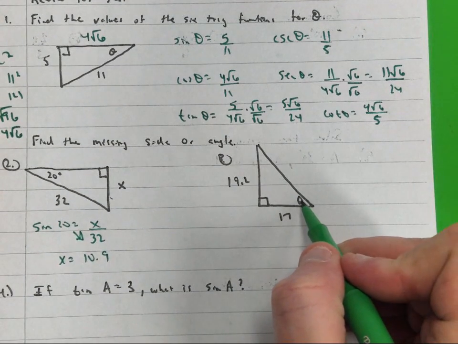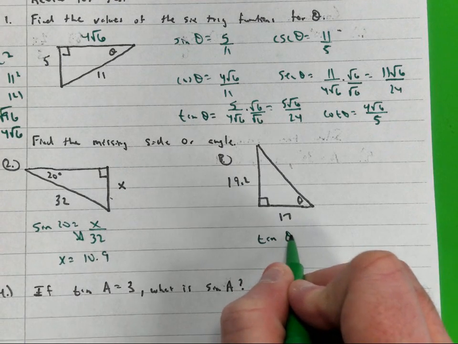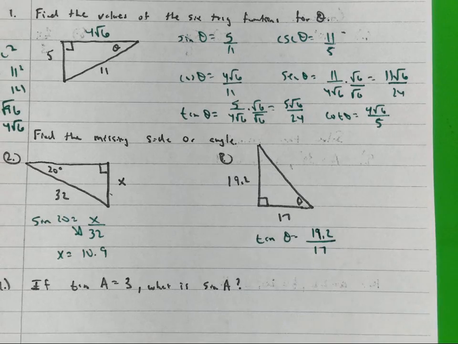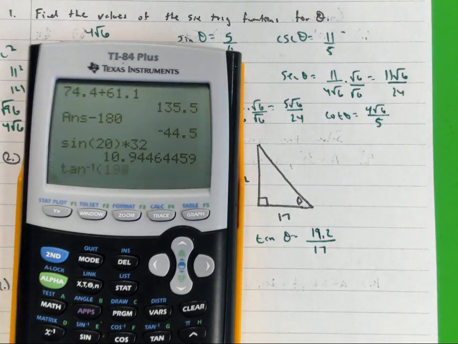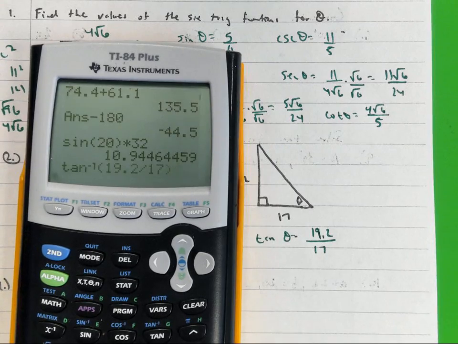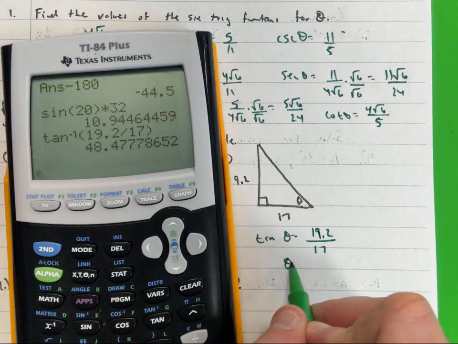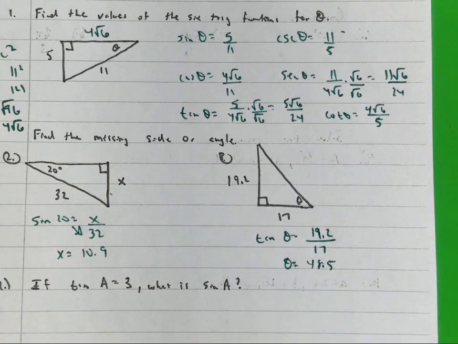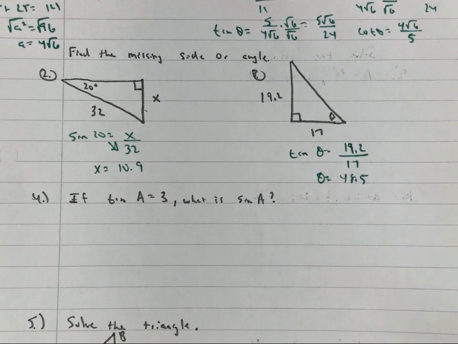Here you're finding an angle. What's your relationship? Opposite and what? So I'm going to use what? Tangent. Would I hit tan or second tan? Second tan. 19.2 divided by 17. You see I put that in? That's going to be 48.5. Any questions on 2 and 3?